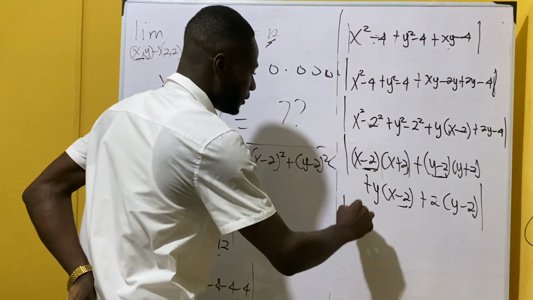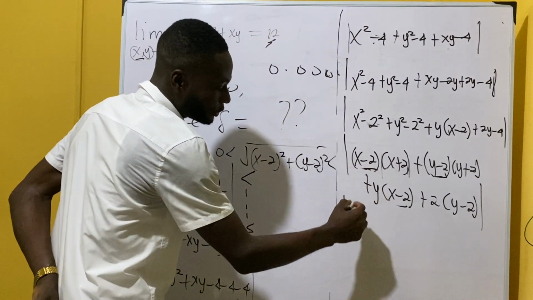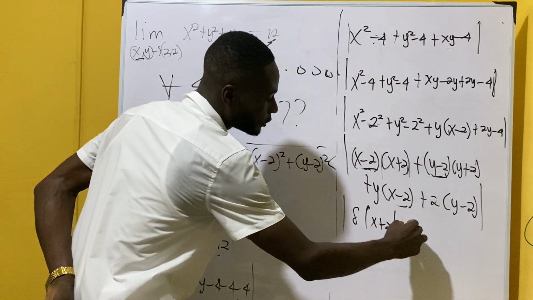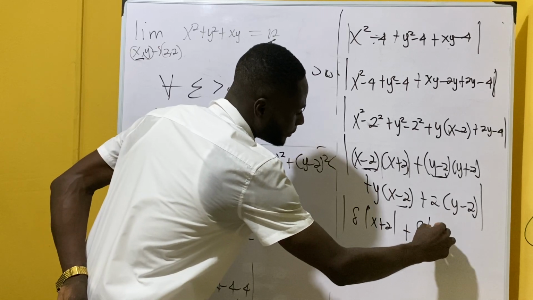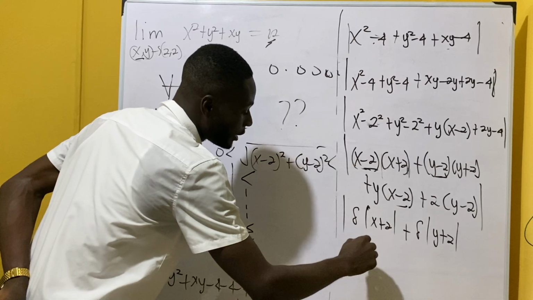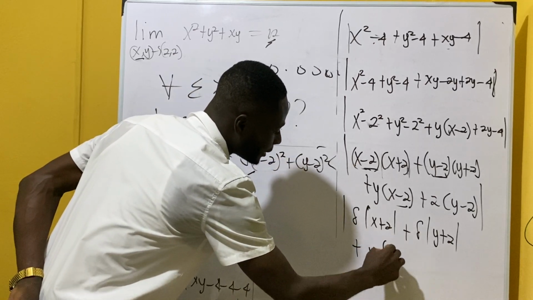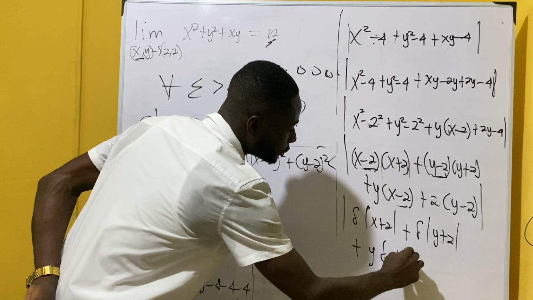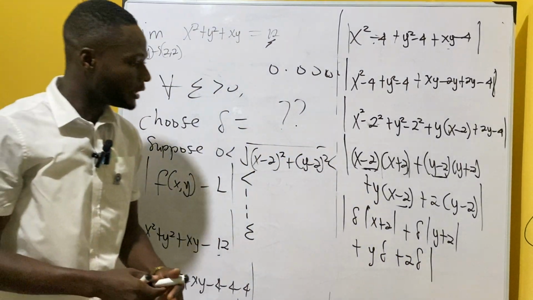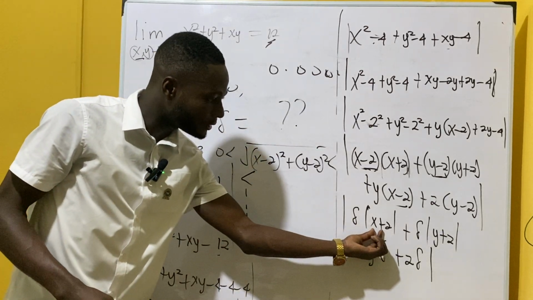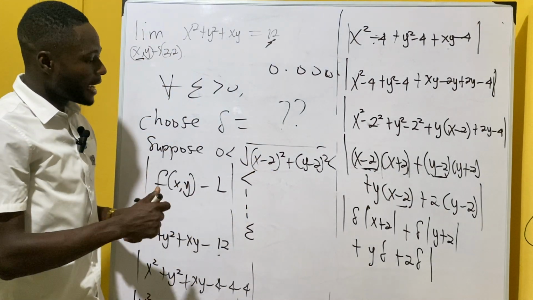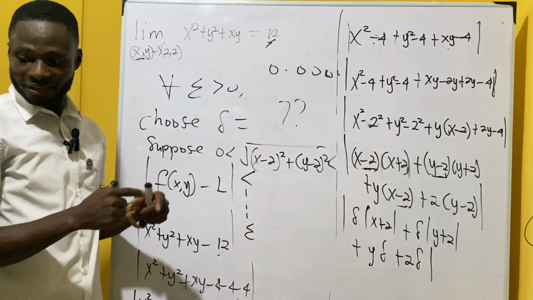So we have to break this thing down again so that we can have delta and fix it. So we have this right here is delta. So we have delta multiplied by x plus 2 plus delta multiplied by y plus 2, plus y multiplied by delta plus 2 multiplied by delta. So this right here, we have to break down x plus 2, y plus 2, and then y, so that we can have x minus 2 and y minus 2 and fix it inside.